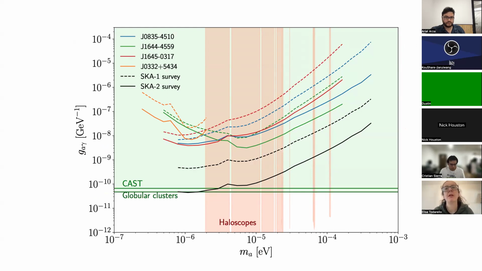So here we have colored lines. The colored lines are for the 4 pulsars I showed before. These assume 100 hours of observation of the single pulsar. The dashed line is for the front light echo, and the solid line is for the collinear emission. For these 3, we made forecasts using SKA, while this one is in the northern hemisphere, so we use LOFAR 2, the upcoming upgrade of LOFAR.